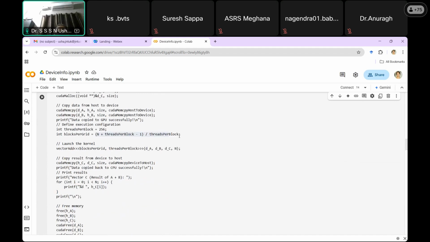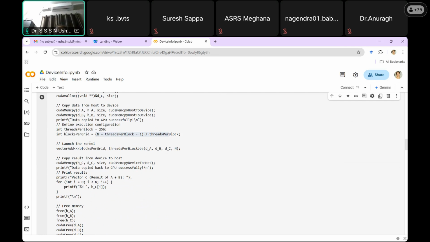So you need to follow this formula for blocks per grid. Suppose we already know n is 10, then the value will be (10 plus 256 minus 1) divided by 256. That can be written directly, or we have already seen how many blocks are going to be there for this many threads. We have already computed that theoretically. It is just a formula.